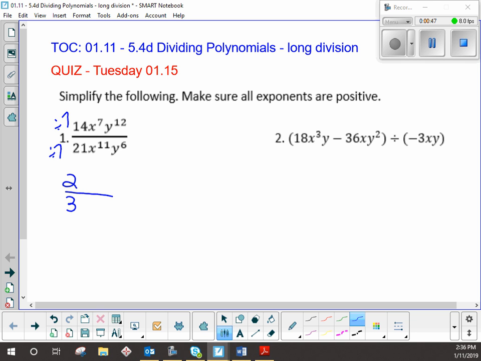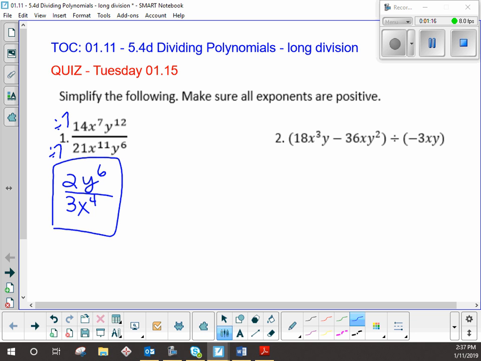For the x's, where are the most x's, top or bottom? Bottom. So I put my base on the bottom. And how many are left over once I cancel out stuff? 4. Yeah, and y to the 6 on top. Okay, there's more y's on top, so y is going to go up there, and then you can cancel 6 out, and that leaves 6 left over. All right, so who got that one?